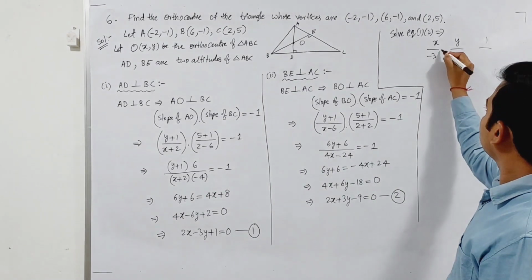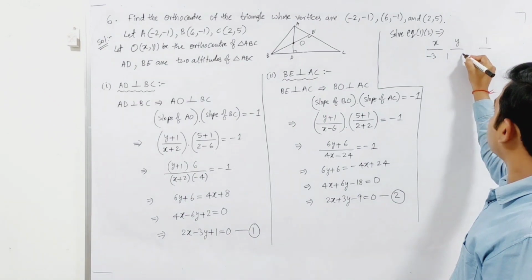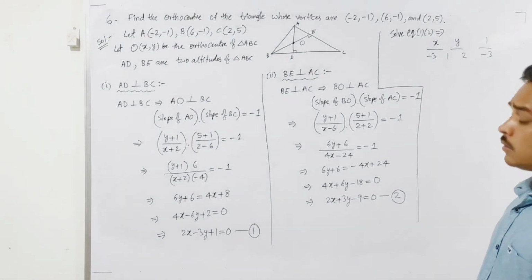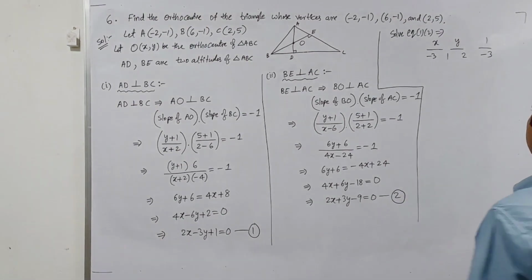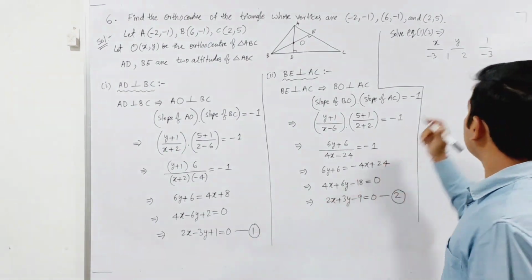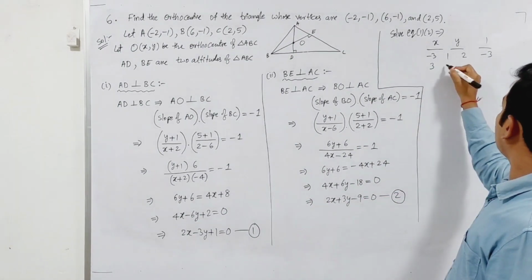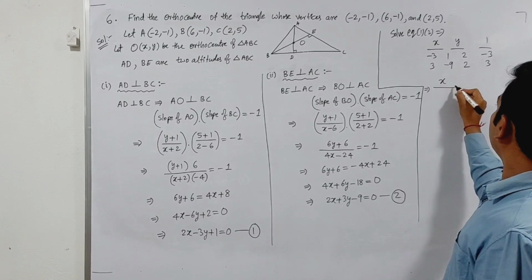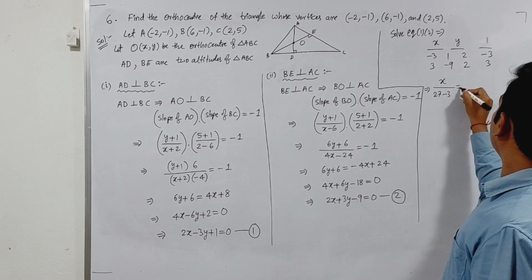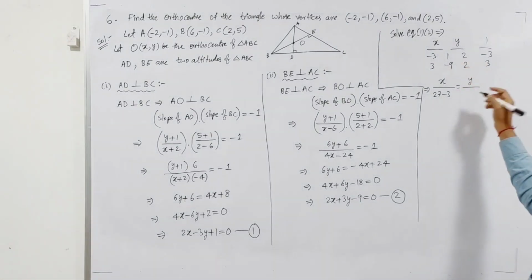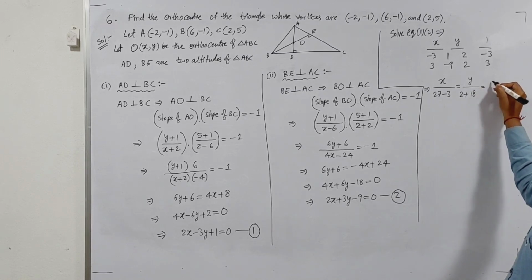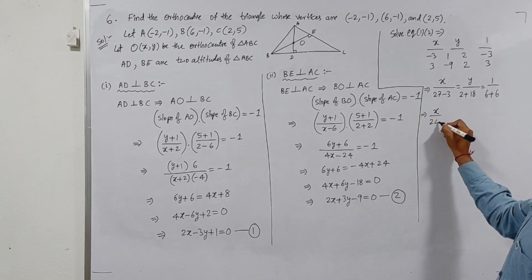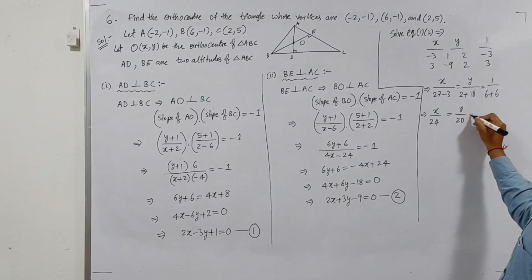Y coefficient minus 3 and constant term, and x coefficient again y coefficient minus 3. Next, in the second equation, y coefficient, constant term, and x coefficient again constant term. Now simplify this one. X by 27 minus 3 equal to y by 1 into 2, 2 minus of minus plus 18 equal to 1 by 6 minus of minus plus 6. That implies x by 24 equal to y by 20 is equal to 1 by 12.